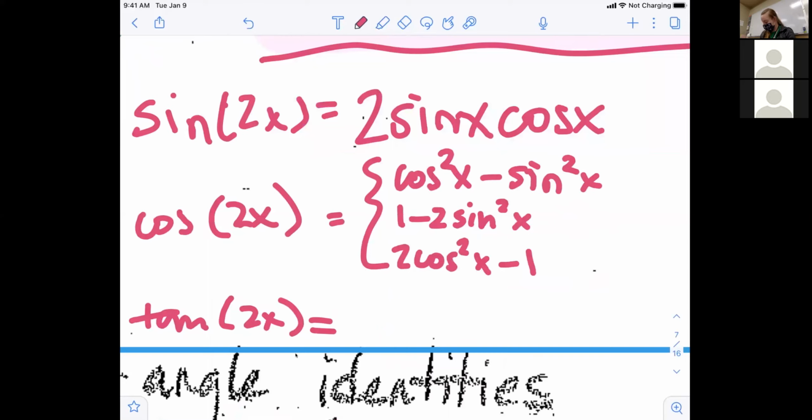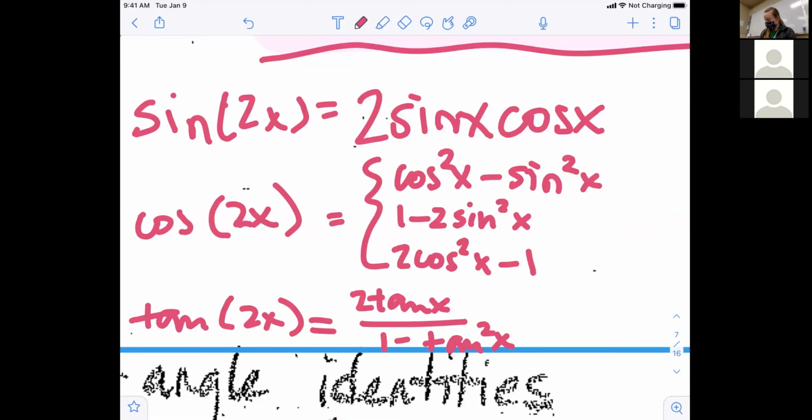And then the last one is tangent. It looks a lot like the tangent of the sum and difference, but I have to do 2 tan x on top, over 1 minus tan squared x on bottom. I'll leave it here for a second. Again, we're just going to use these. You don't have to prove them. You don't have to do anything crazy. We're just going to use them.